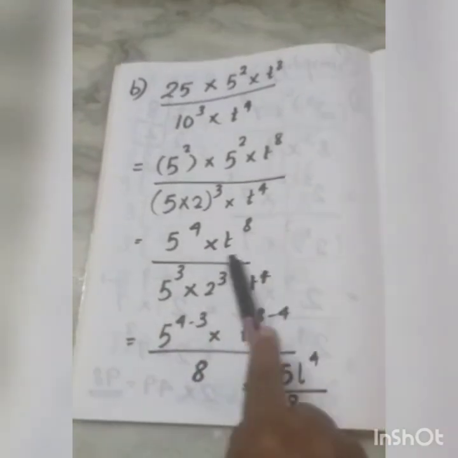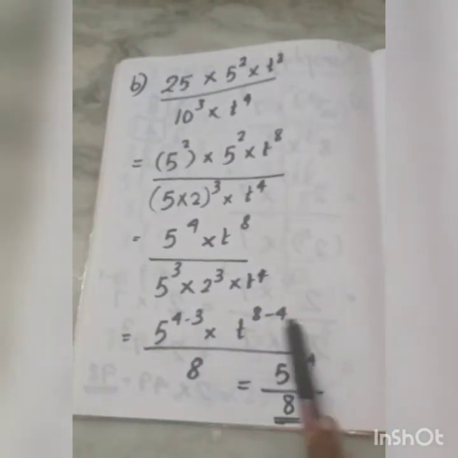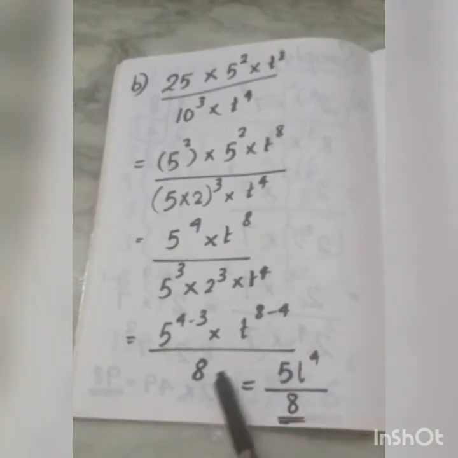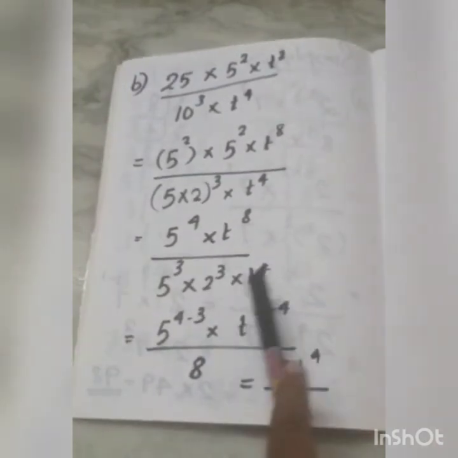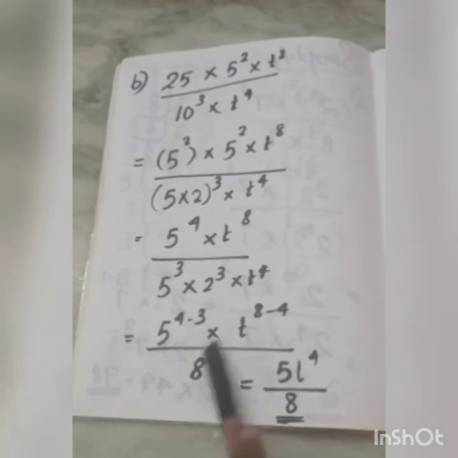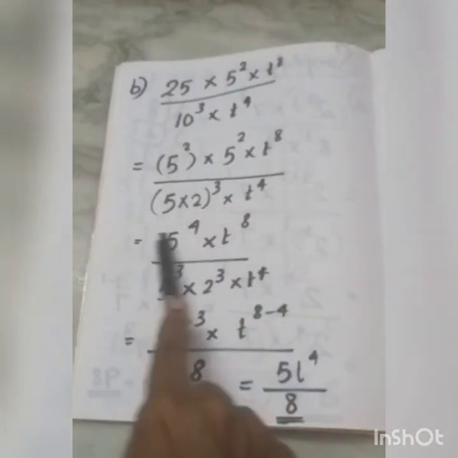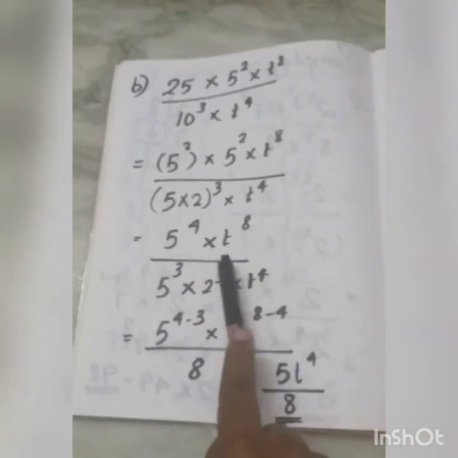Here t raised to 8 and t raised to 4, so t raised to 8 minus 4. 2 cube I wrote the same, no difference. 2 cube means 2 into 2 into 2, that is 8. Here there is nothing to cancel in 2 cube, because in the numerator we don't have any 2 terms. So I wrote it in the same way.